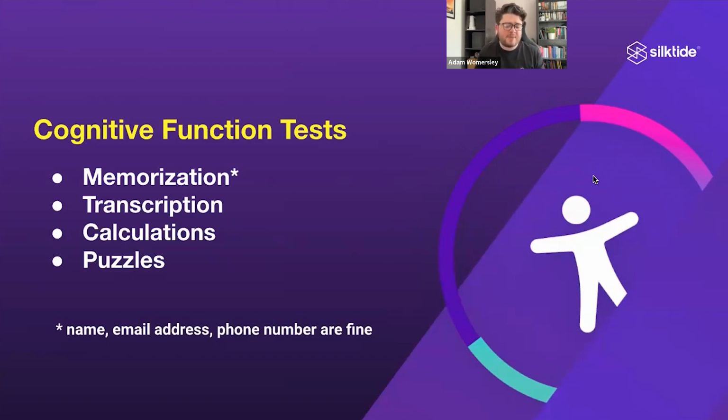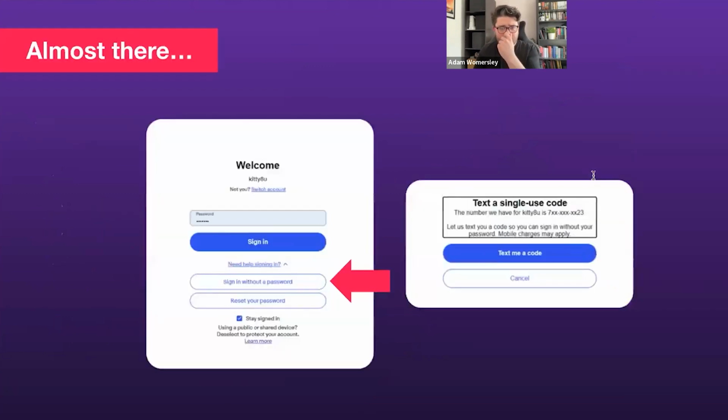And I mean, they all produce cognitive burdens. As a quick side note here, name, email address, phone number, these are fine. You can expect people to remember this. It's basic personal information, so that's all okay. But yeah, all of these do still produce cognitive burdens. So we need some alternatives.